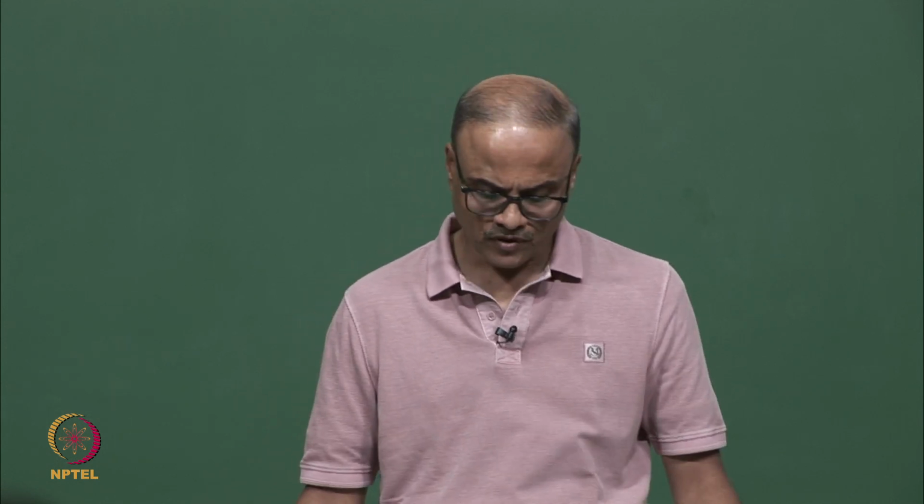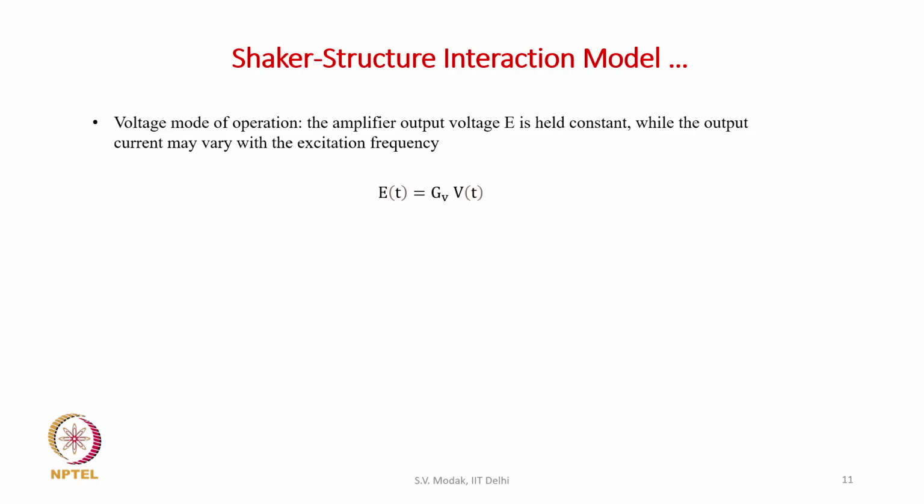So the first equation we can write down is the output of the power amplifier is proportional to the input voltage. So V is the input voltage to the power amplifier, E is the output voltage, and they are related by the gain of the power amplifier, which is GV. So this is the first equation.